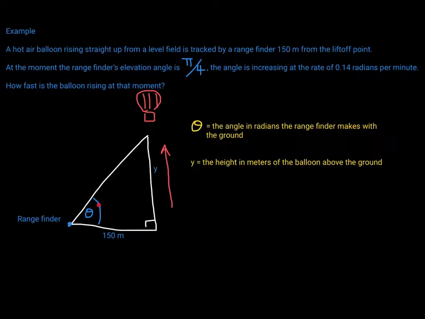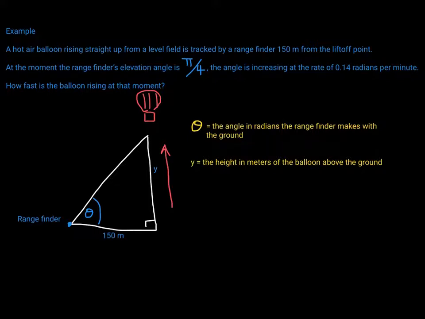Here is the angle, theta. And theta is the angle that the rangefinder makes with the ground, okay? And theta is measured in radians. y is the height in meters of the balloon above the ground. Now for us, t will be time, in terms of minutes, we know that because of the wording in the problem, per minute.